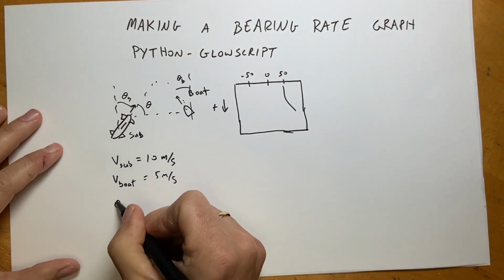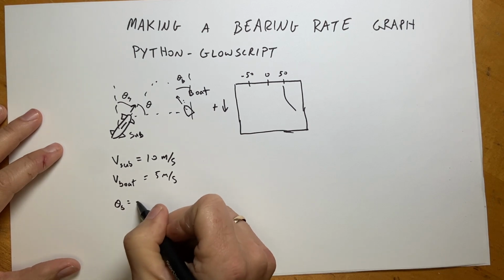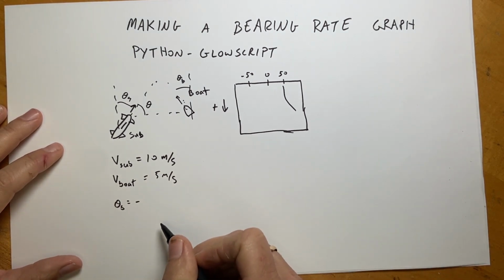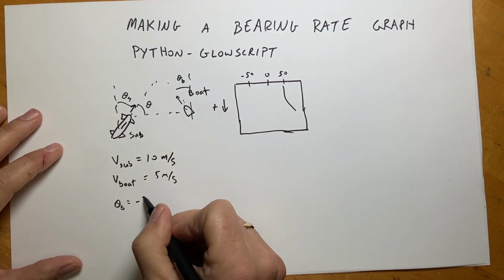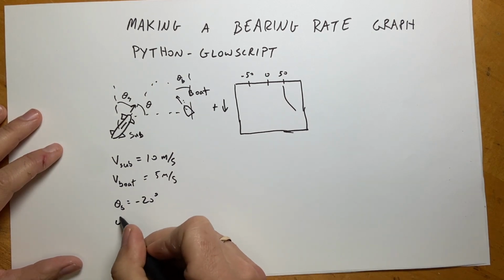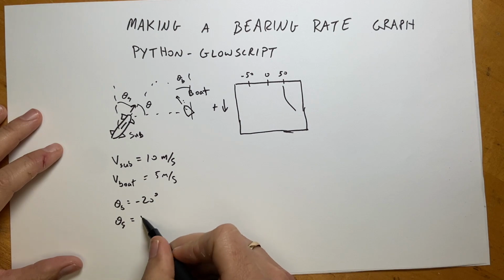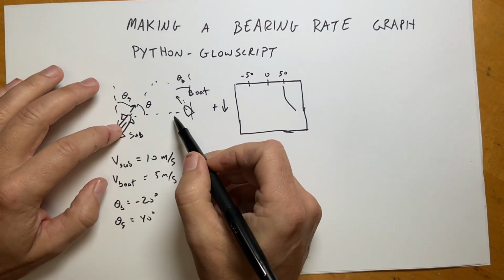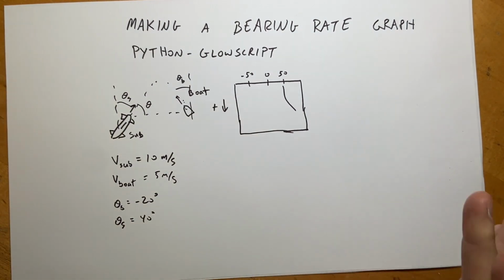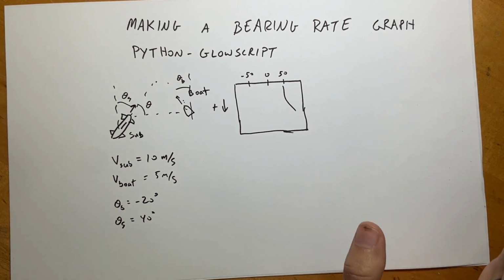So theta boat is going to be equal to negative, I'll use degrees, 20. And theta sub is going to be equal to 40 degrees. And then I'll put the distance between these two at some value. Let's just pick that once we start making those things. But there we have some numbers.